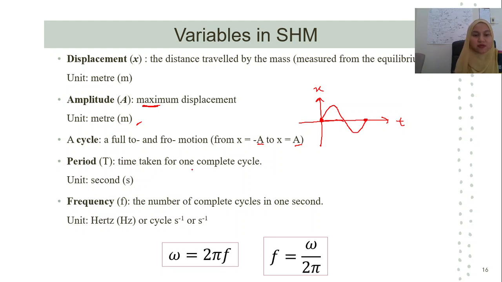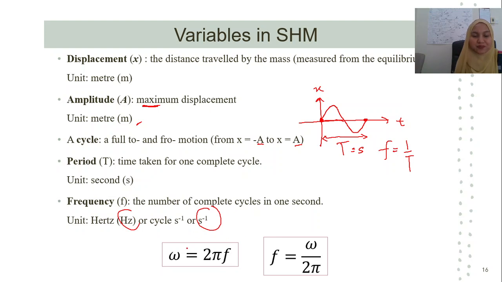Alright, period is the time taken for one complete cycle. So the period here is from here to here. Right, this one is the period, one complete cycle. The unit is second. Then frequency is the number of complete cycles in 1 second, so we find the frequency by 1 over T. As we looked at in the earlier slide, the unit is per second, or hertz.